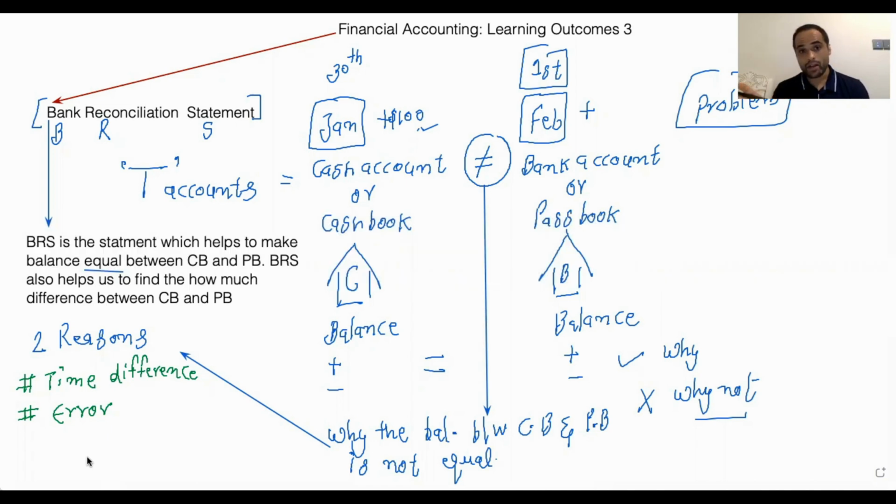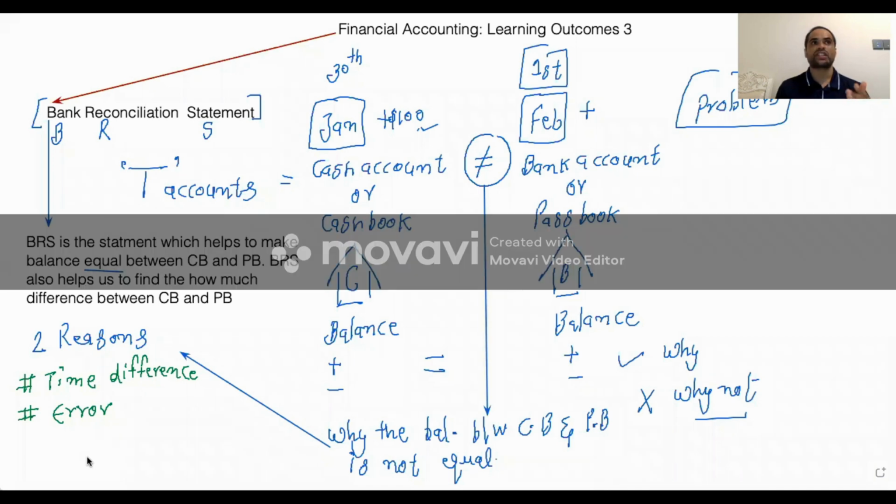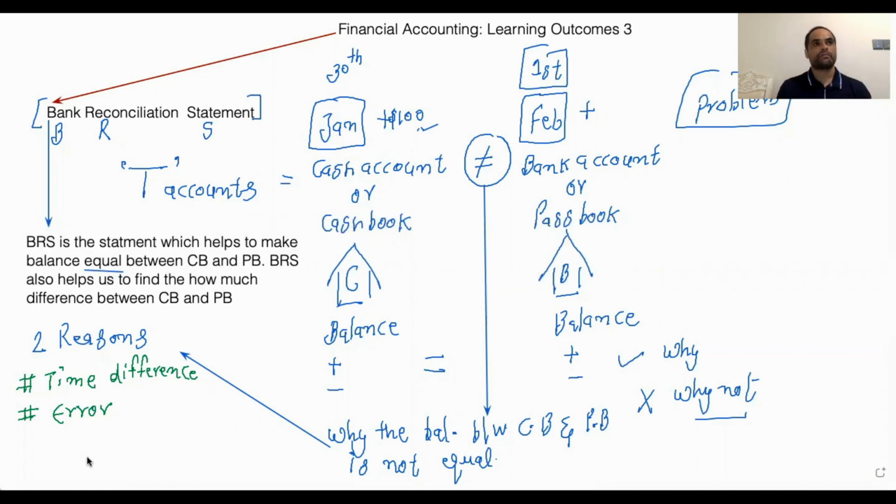Error made by bank or made by company. Anybody is making mistakes, obviously balance cannot be equal. All right. So let's say you think you are depositing $100, but by mistake you write $1,000, or you are depositing 79, but by mistake you write 97. Like you switch the numbers. So this is called the human errors, inherent mistakes.